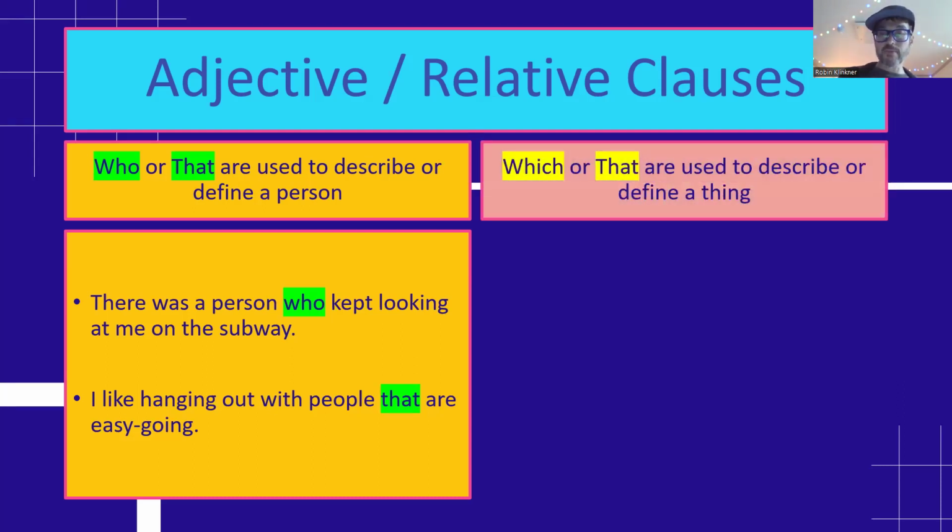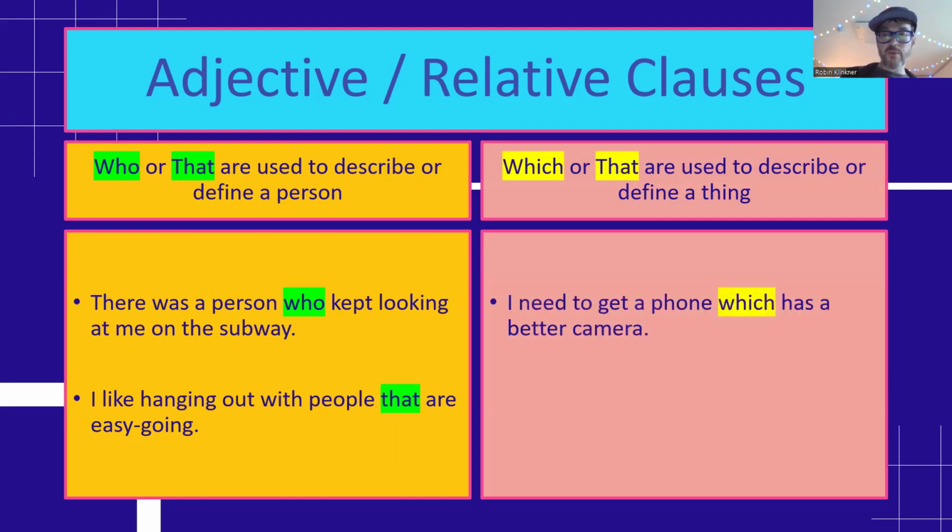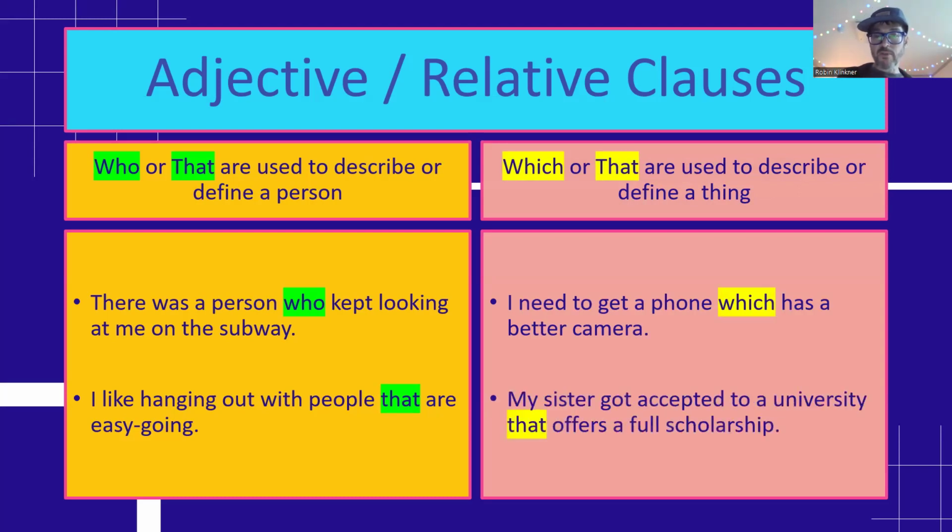All right, which or that are used to define things. I need to get a phone which has a better camera. I need to get a phone that has a better camera. Both mean exactly the same thing. My sister got accepted to a university that offers a full scholarship. My sister got accepted to a university which offers a full scholarship. All right, so these are specifying the phone, specifying the university.